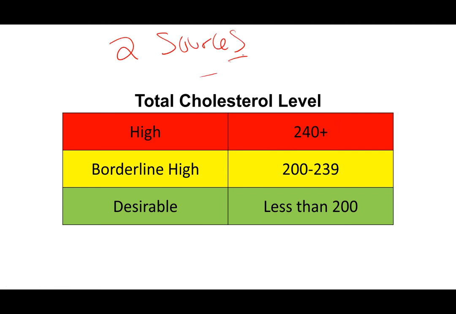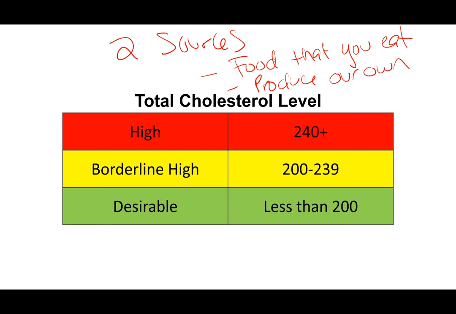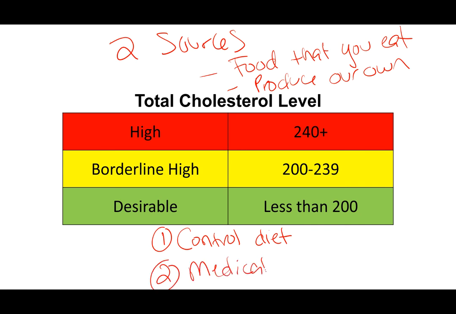right? It comes from the food that you eat. But we also produce our own cholesterol. So our bodies create our own cholesterol. So you can control your cholesterol by doing two different things, and you have to do both. One, you have to control your diet so you're not taking in extra. And two, there's medication that you can take that will help prevent your body from making too much of its own. But you have to do both those things in order to get that number down.